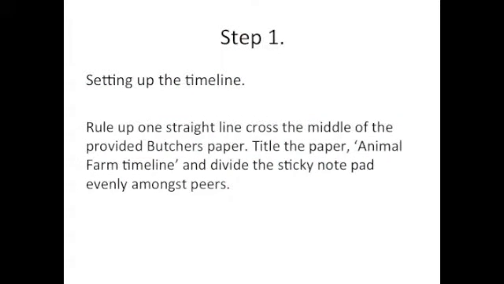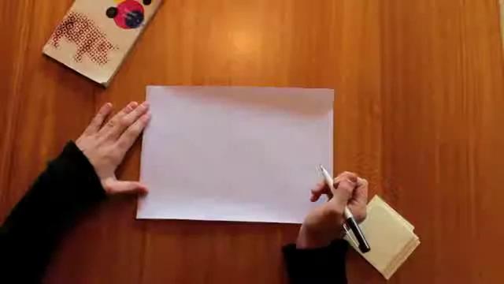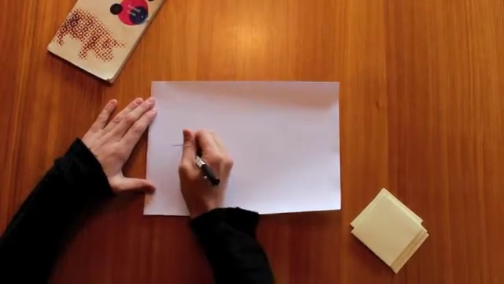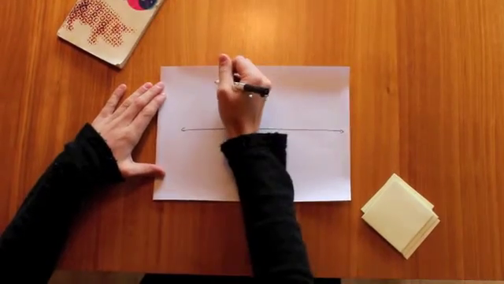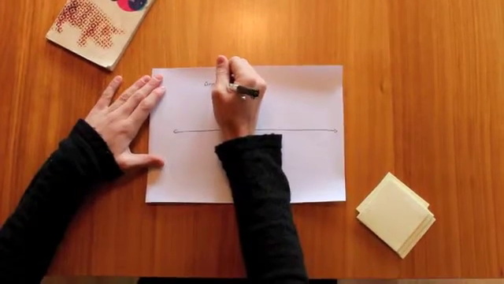Step 1. Setting up your timeline. We suggest that you designate one person from the group to rule up one line across the middle of the provided butcher's paper, title the work, and divide the sticky notes evenly amongst your peers.